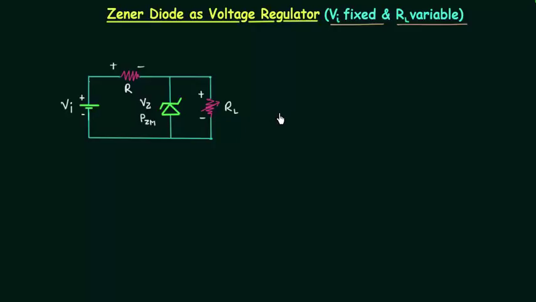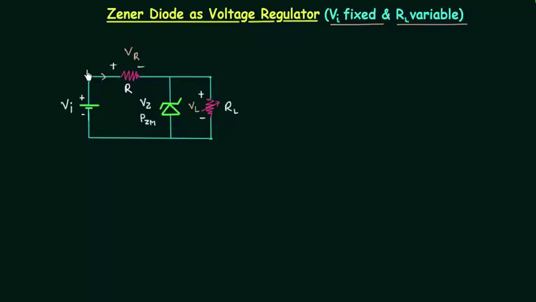So there are two things in this lecture. First thing is to find out condition for minimum load resistance, and the second thing is to find out condition for maximum load resistance, because load resistance is varying. Vi is the input voltage, R is the current limiting resistance, and the voltage across the R is VR. RL is the varying load, and voltage across RL is VL. Vz is the Zener potential or Zener voltage. PZM is the maximum power dissipation capability of the Zener diode.